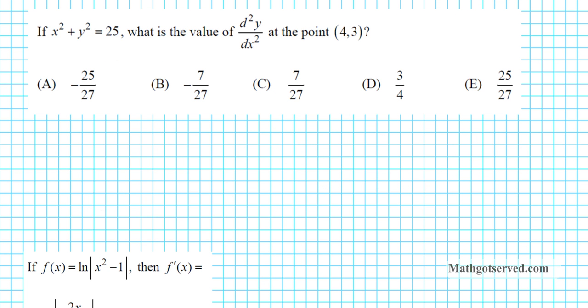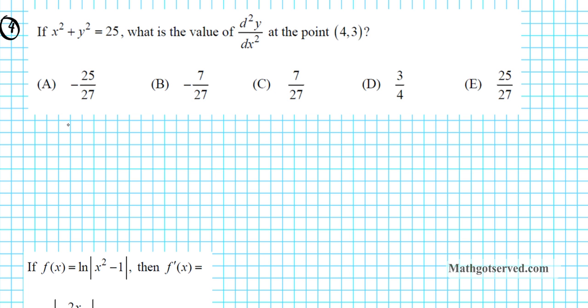All right, let's take a look at question number 4. So here it says, if x squared plus y squared equals 25, that's the equation of a circle, obviously of radius 5, what is the second derivative at (4, 3)? All right, so this is assessing our ability to differentiate implicitly and to carry out higher order derivatives, in this case, the second derivative.